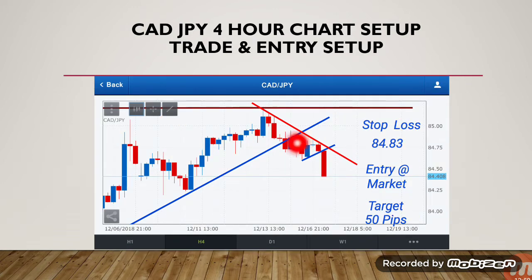And so, based on that analysis that we did of this situation on the Canadian Japanese yen, entry then took place, anticipating that the market was going to continue lower, with a stop loss placed at 84.83, just above the downtrend line here, which is one of the areas that we can use to protect a trade on the 4-hour chart. Entry then took place at the close of this bearish candlestick formation, with the target set to capture a trading gain of 50 pips.